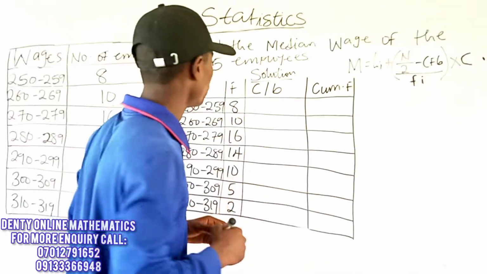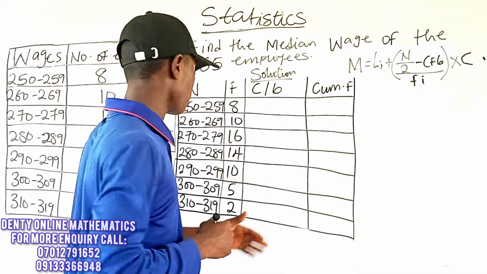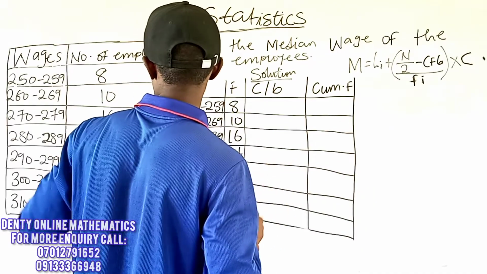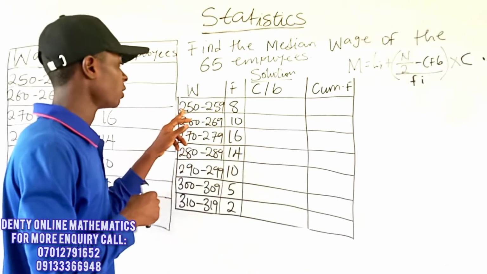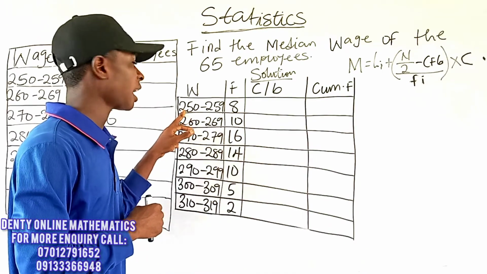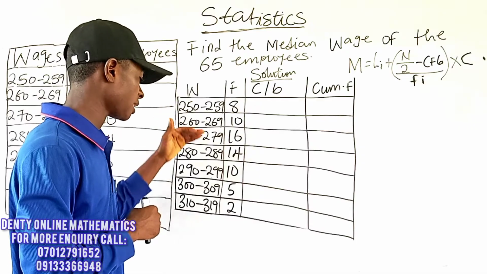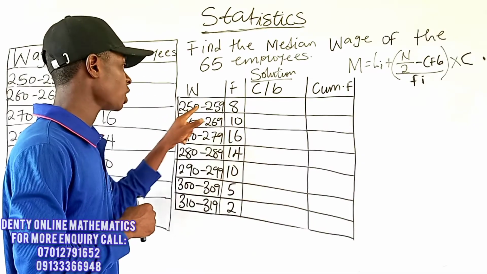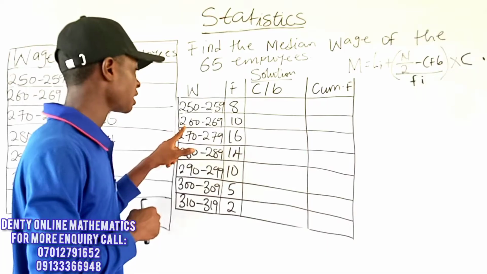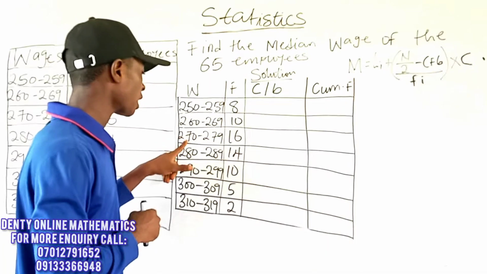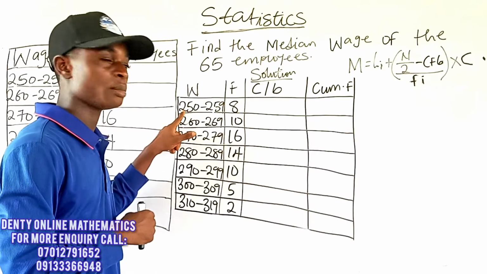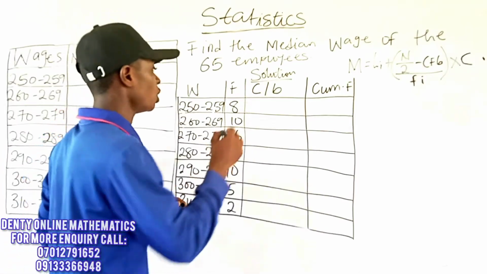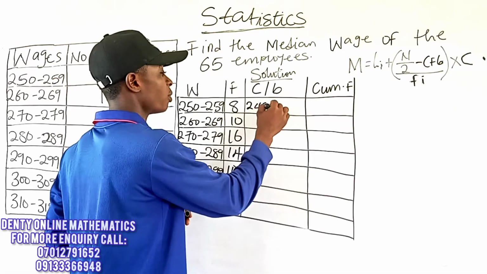Now, for class banding, to bring down this class banding column, what you are going to do is subtract 0.5 from this. Your left hand side is known as your lower class limit, and the right is your upper class limit. So you subtract 0.5 from your lower class limit. If you subtract 0.5 from 250, you are going to have 249.5.